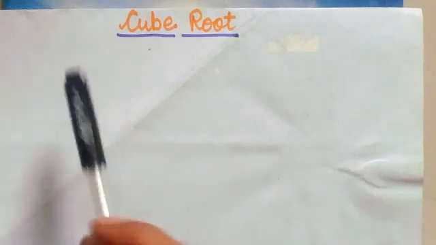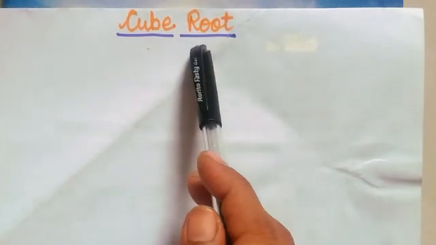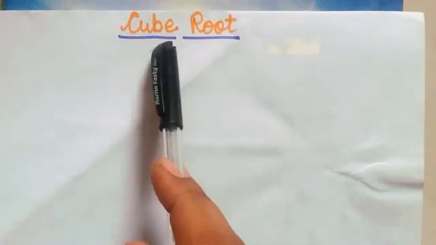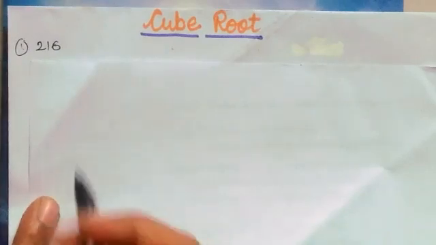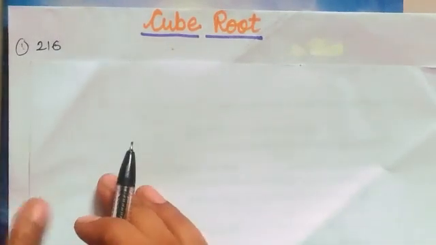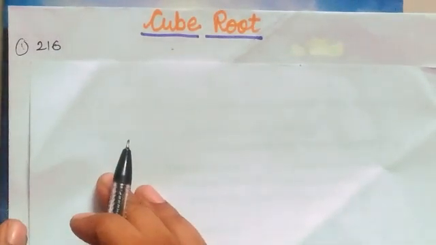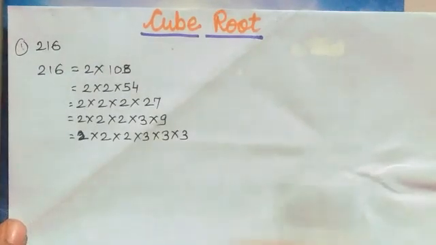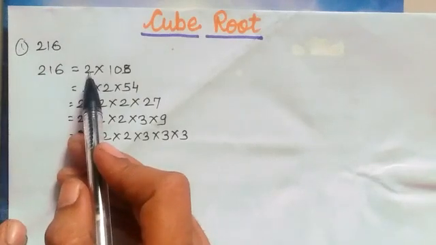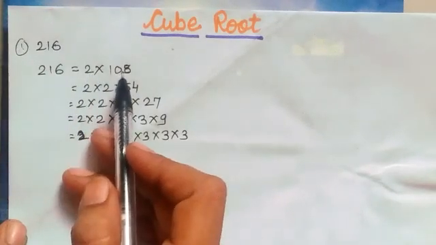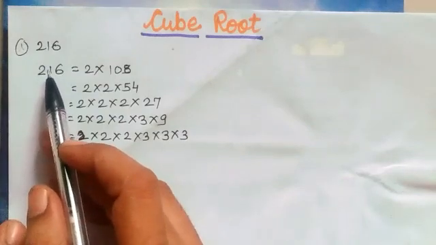Now students, let's move towards our next topic, that is cube root. As we know how to find the square root of a number by the factorization method, in the same way, using the same method, we can also find the cube root by the factorization method. Suppose the example is 216. By the factorization method, we are going to factorize it. By using the 2, if 2 is multiplied with 108, then we will get the answer 216.